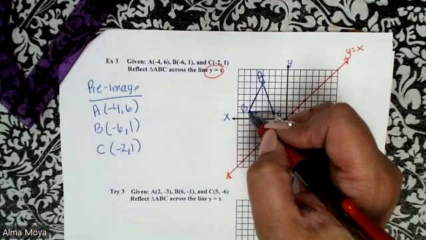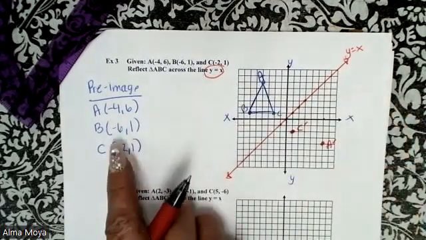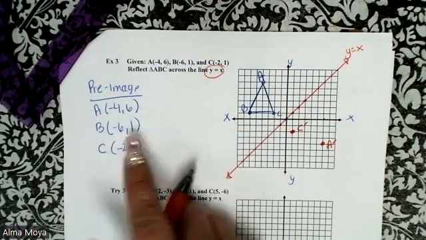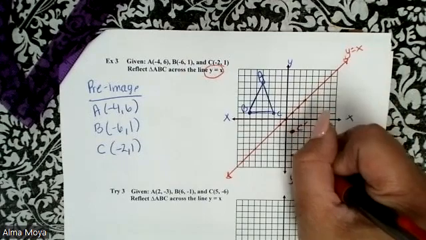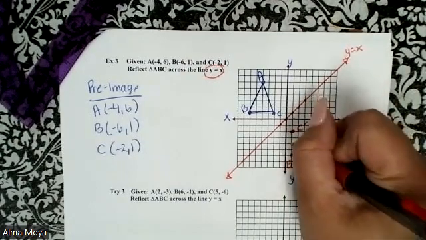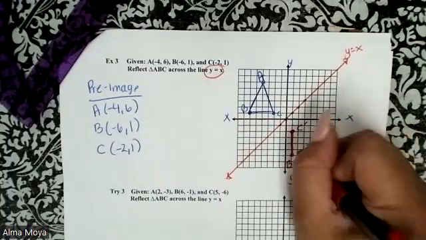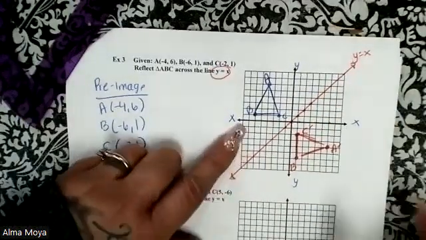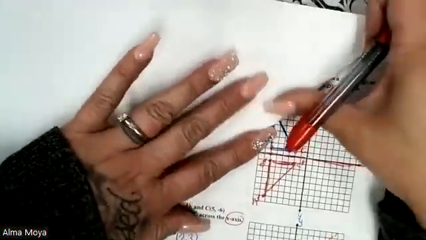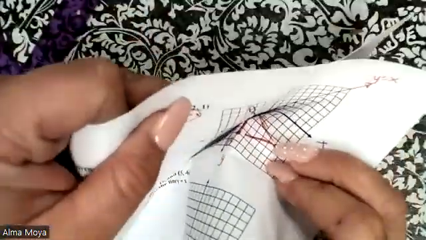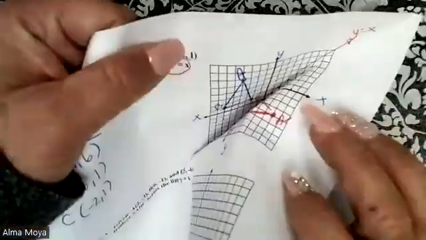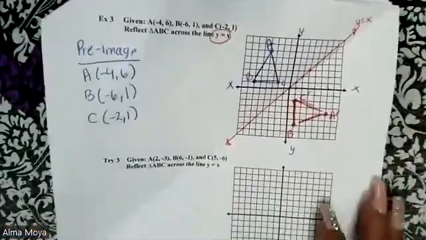The B, now on the B, if you look, your B was at -6, 1. So it actually goes over 1 and then it's going to go down 6. 1, 2, 3, 4, 5, 6. If anything, grab your paper and fold it across that line. Fold it across that line. And you can see it overlapping like this. So you see how it's matching up exactly? We can use patty paper as well.